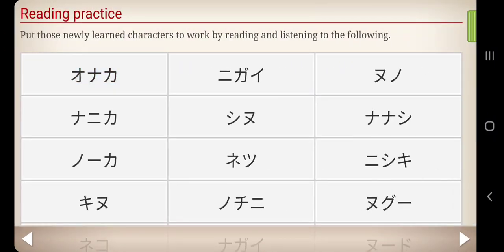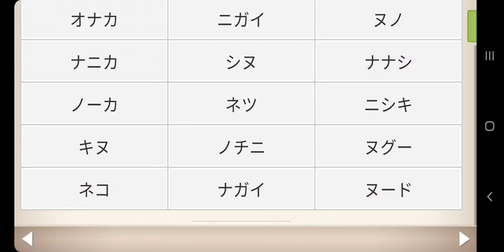Here's some reading practice. Onaka. Nigai. Oh, I don't know about that. Nuno. Nanika. Shinu. Nanashi. The protagonist from SMT4A. Nouka. Netsu. Nishiki. Little smiley face. Kind of cute. Nishiki.